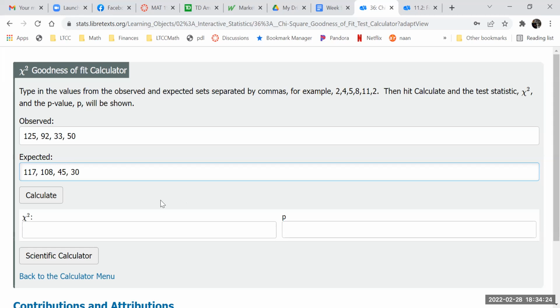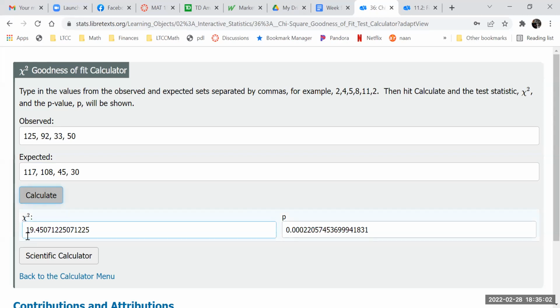Notice it does not ask for confidence level. How come? Remember, I told you in this chapter, we don't do confidence intervals. So there's no confidence level. That's not happening. But I can hit calculate. That's all I have to do.